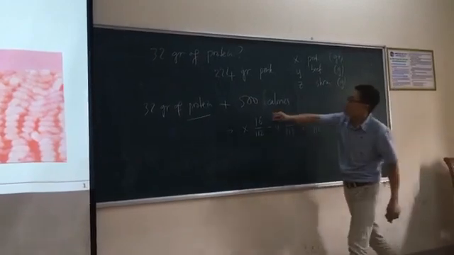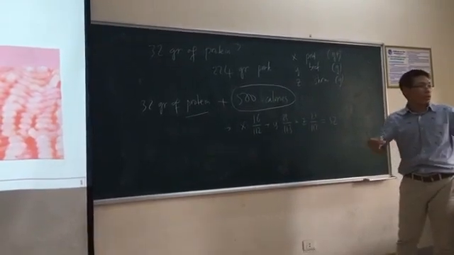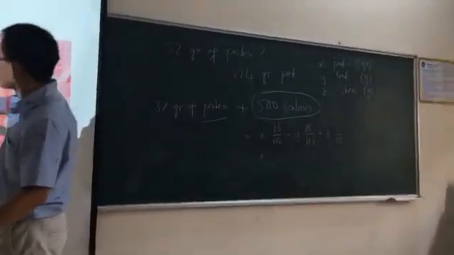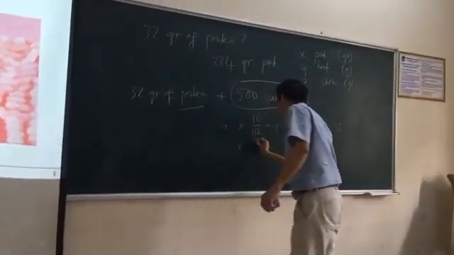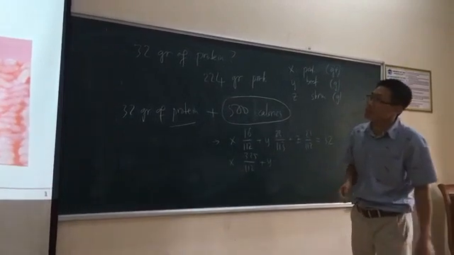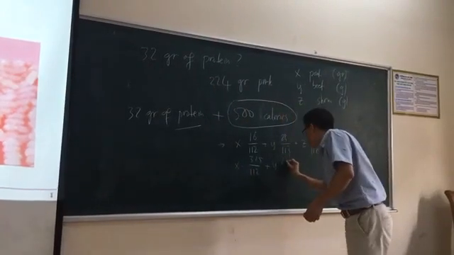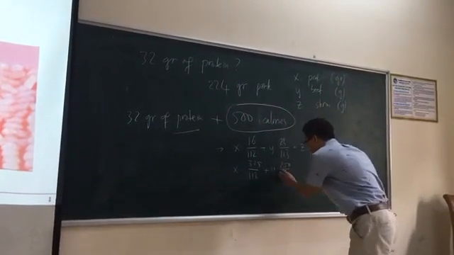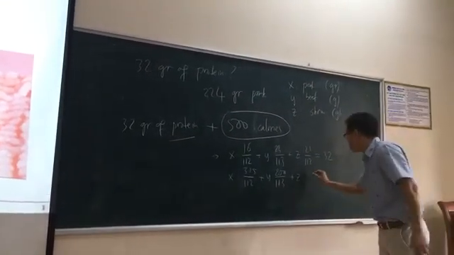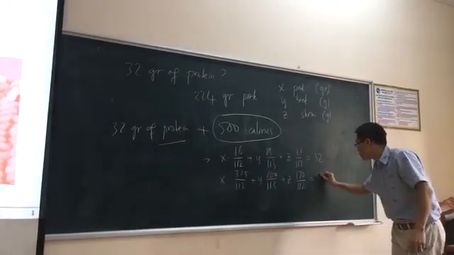And then we set up another equation for the calorie. And that's the way we solve, right? So X times the calories of 325 over 112, plus Y times 200 over 113, plus Z times 170 over 112 equals 500, right?